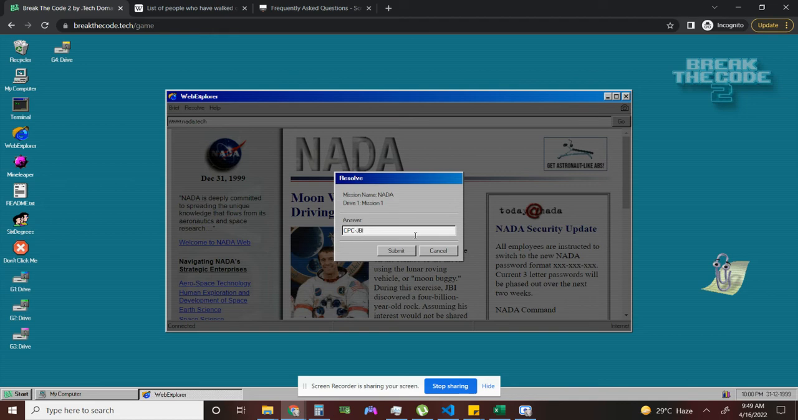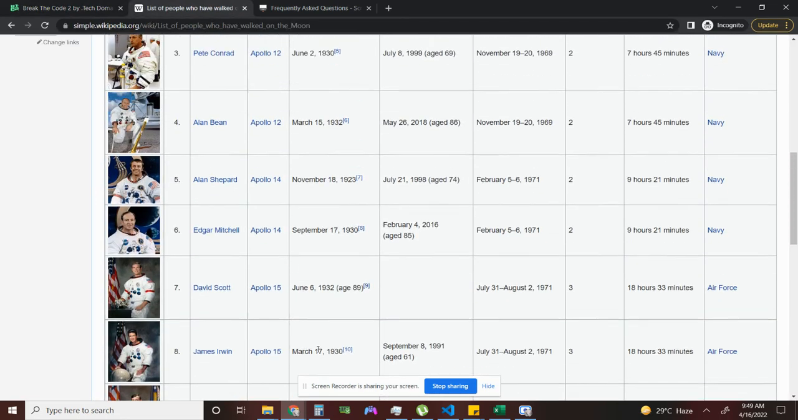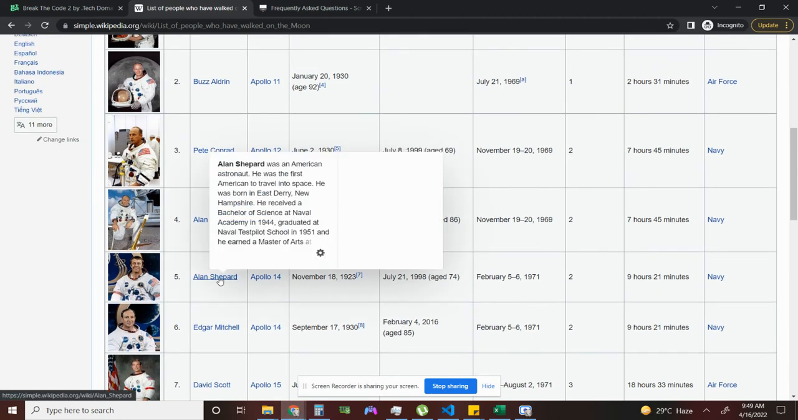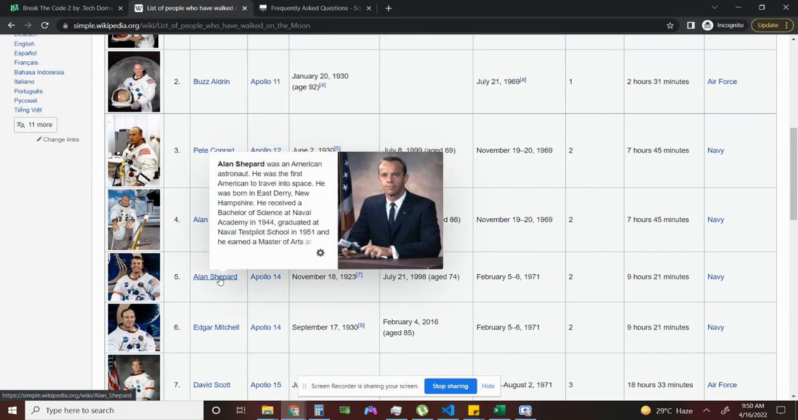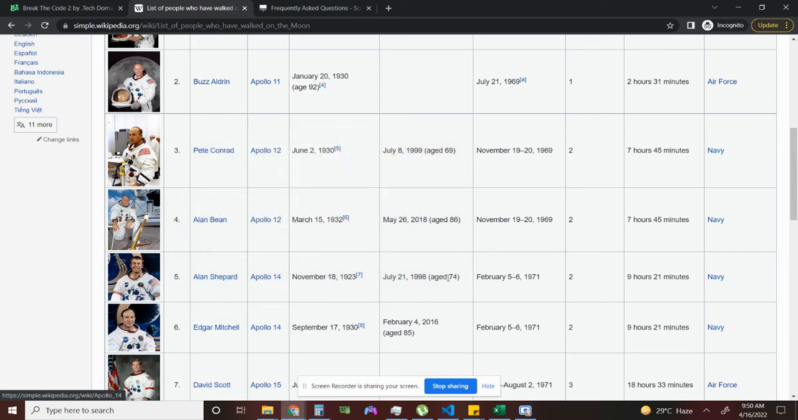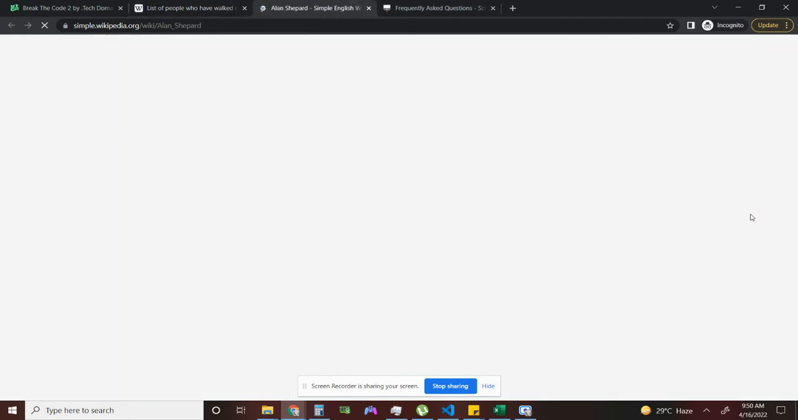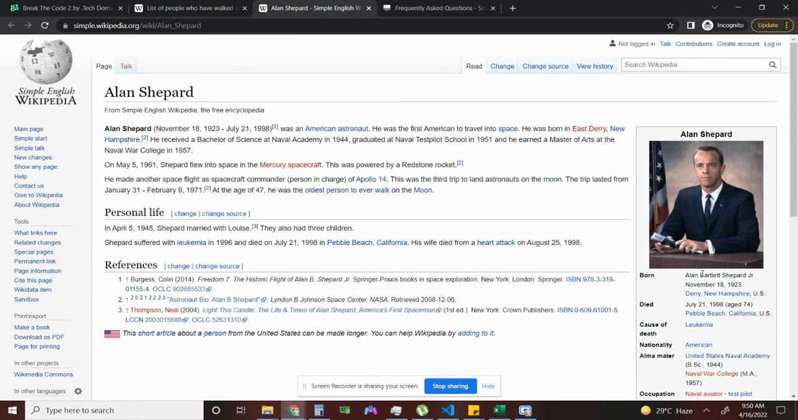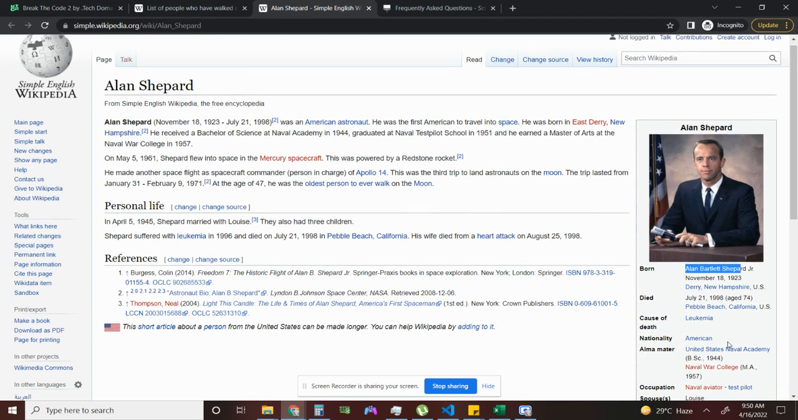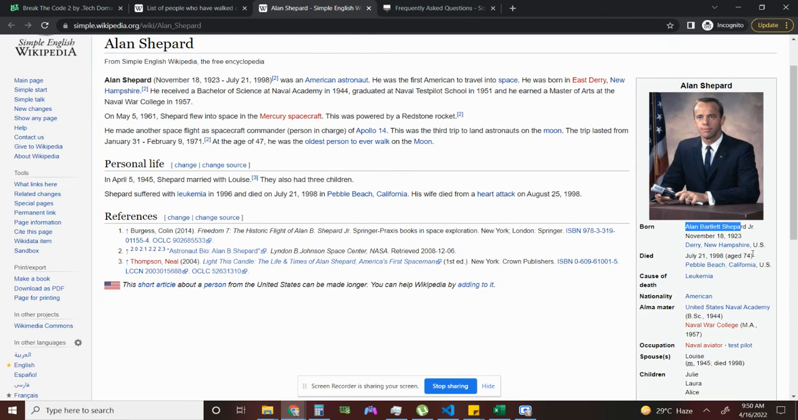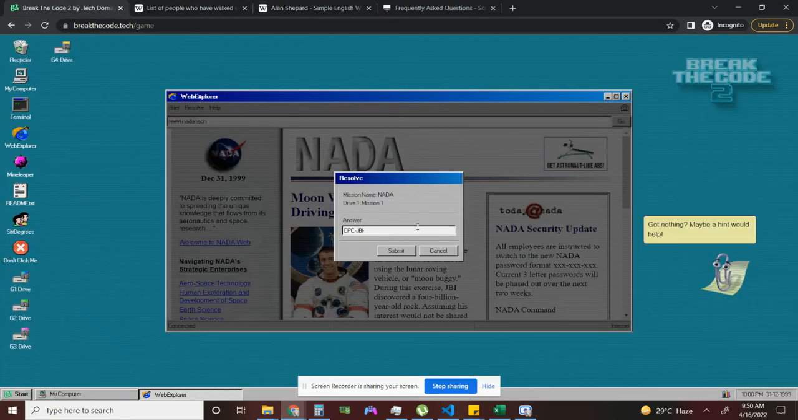So we enter JBI. And the third person to die of the Apollo programs was Alan Shepard, I believe. Yes, in 1998. And if you go on towards his profile, like I said, you will see that it is actually ABS. Alright, so he died at the age of 74. So his middle name was Barrett. Let's try that out. I hope I get that right.